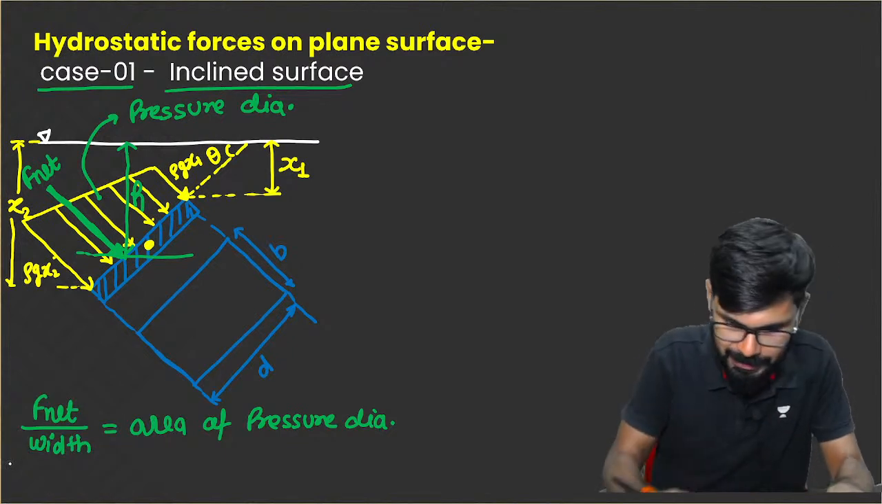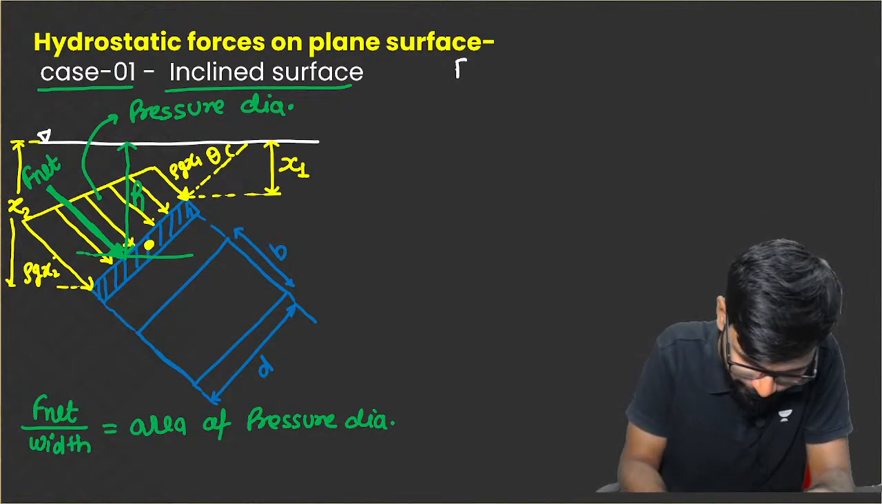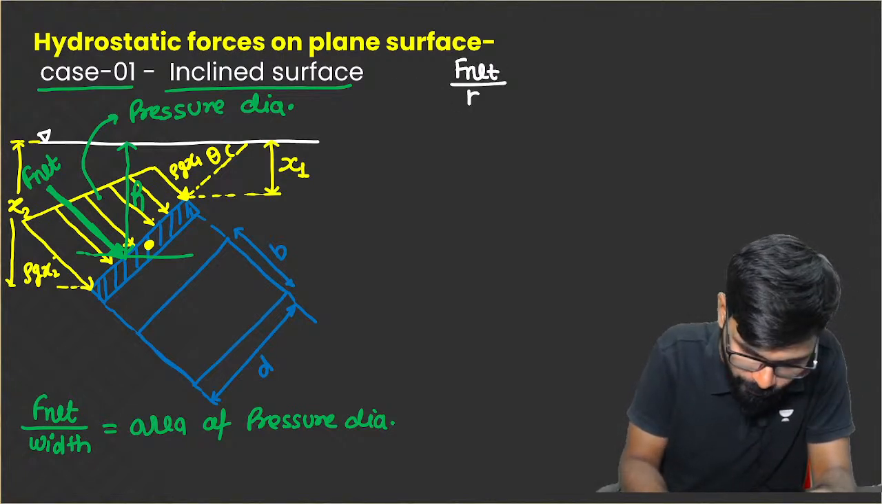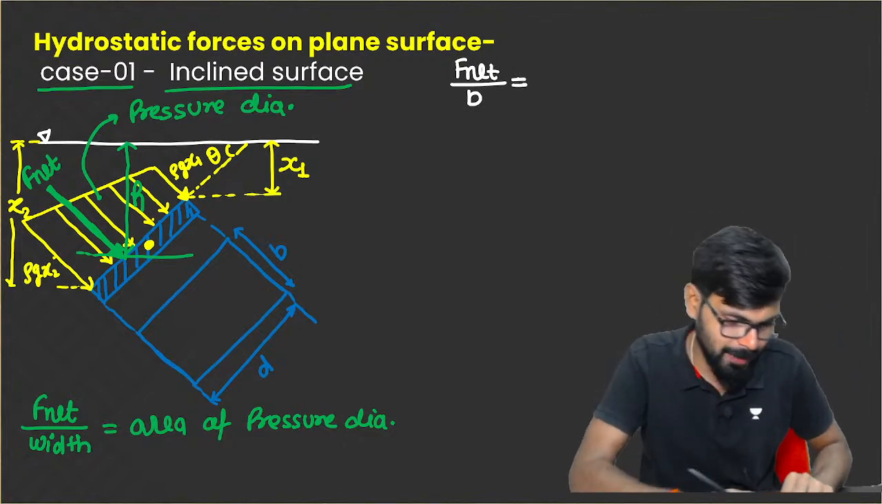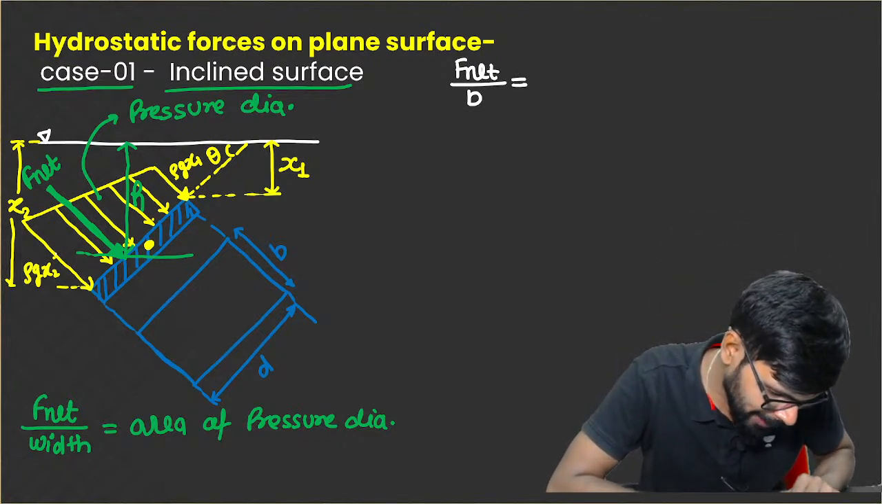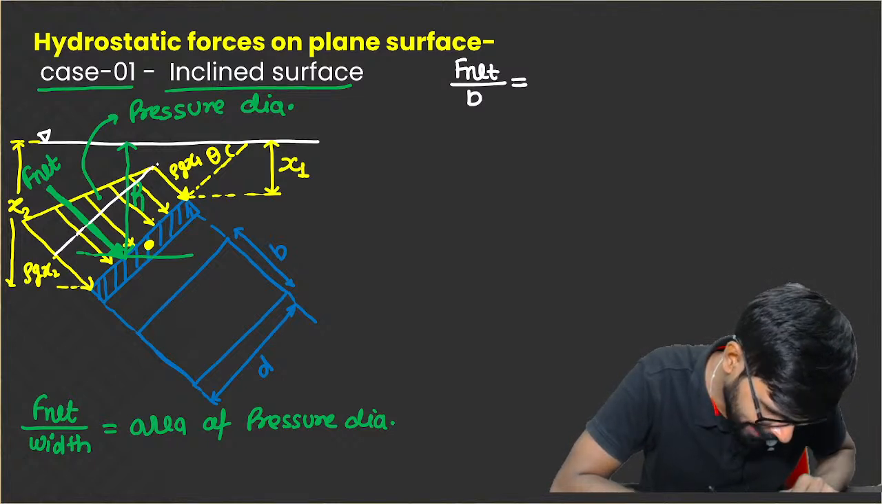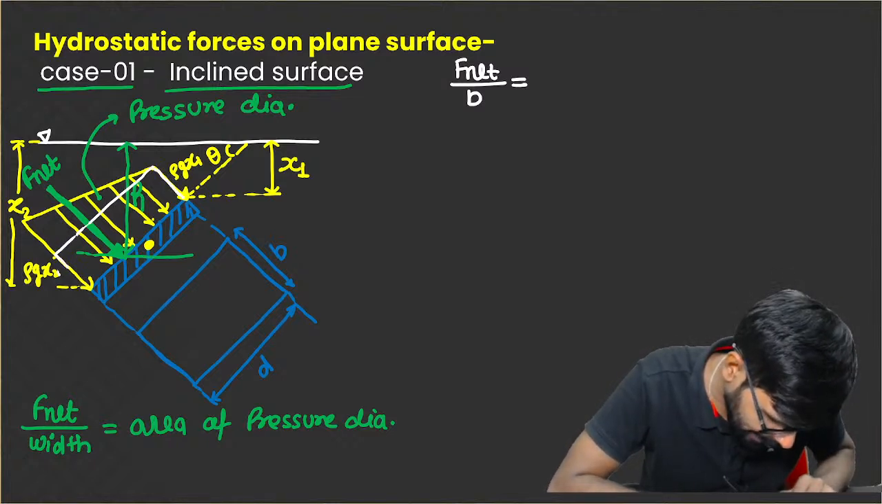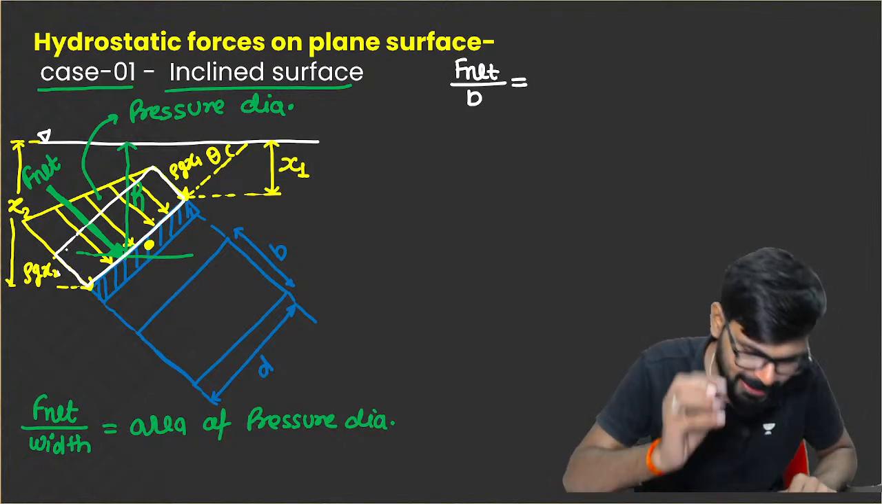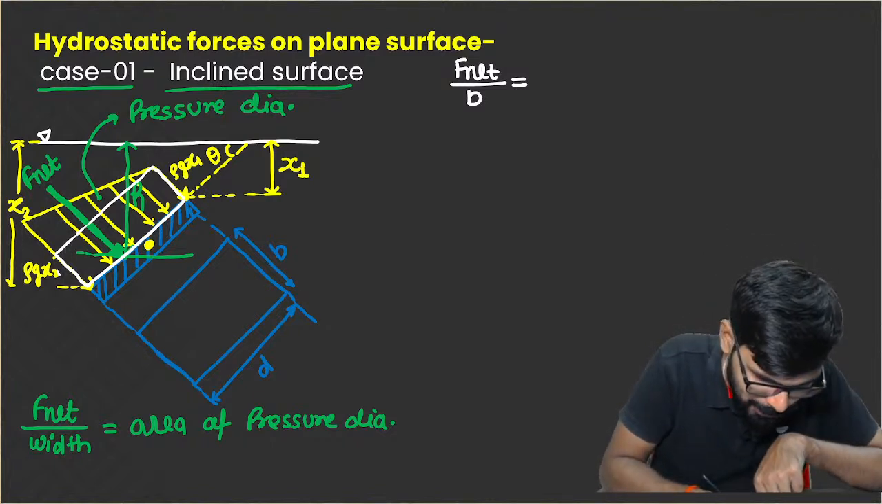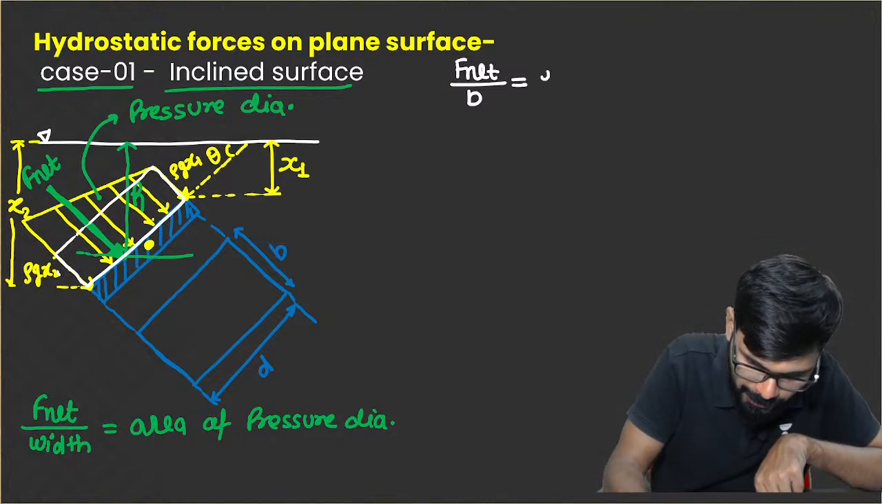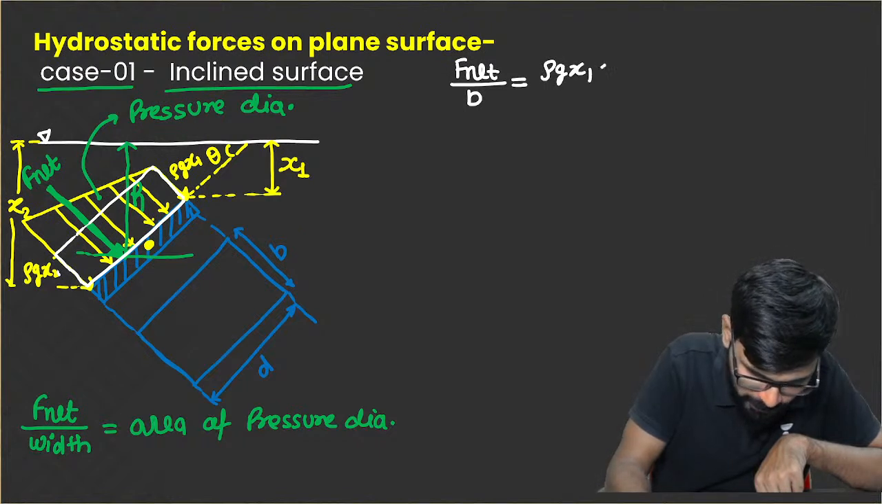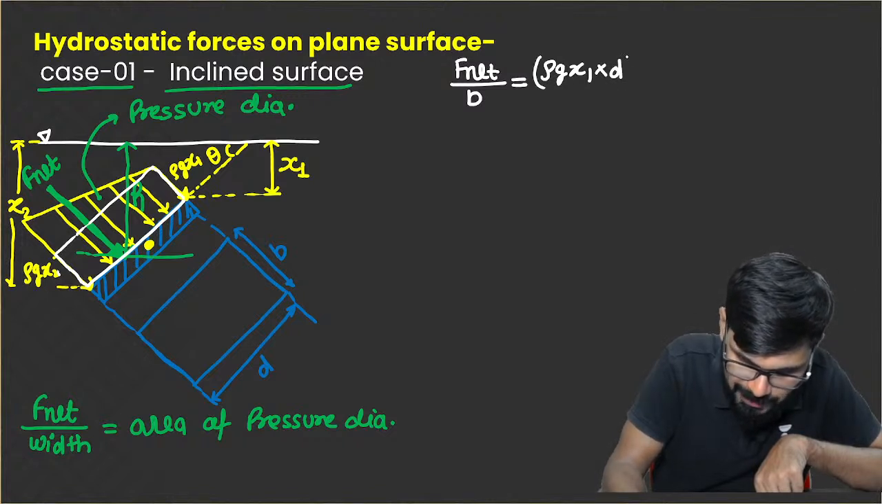How? Please listen here carefully. So now I am writing F net by width, where width is B, is equal to the area of the pressure diagram. So this area I am going to divide into two parts. One is this part, this rectangle. This is the first rectangle I am drawing. What is the chord here? Rho g x1. So this will come, right? Rho g x1 into d. This is the rectangle area.